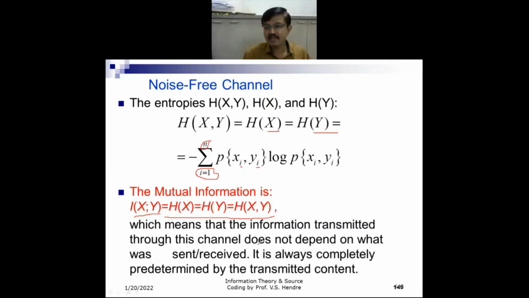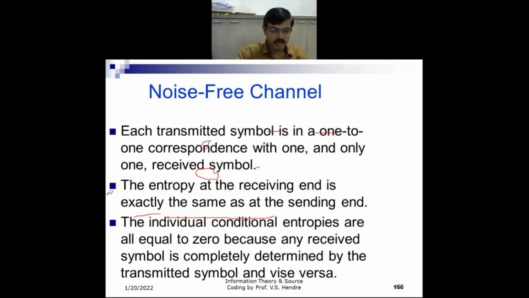So in the ideal case of a channel, called a noise-free channel, we have the entropy and joint entropy exactly equal to h of x, exactly equal to h of y, and therefore the mutual information is also equal to h of x, h of y, and h of x comma y. This is one ideal case of a noise-free channel.